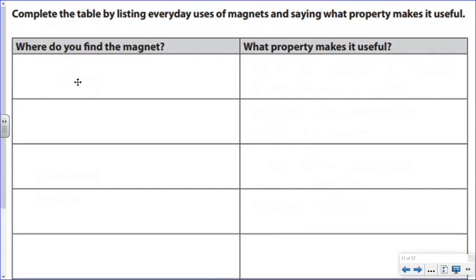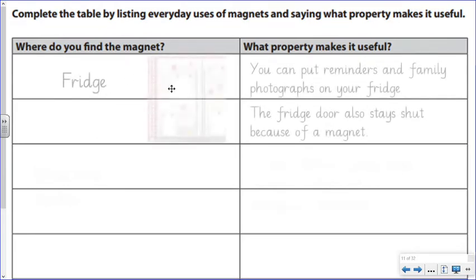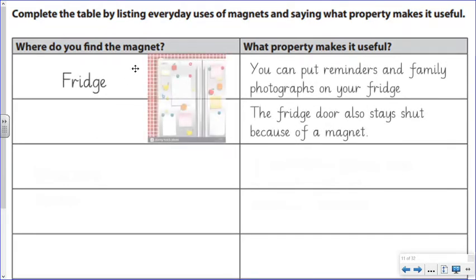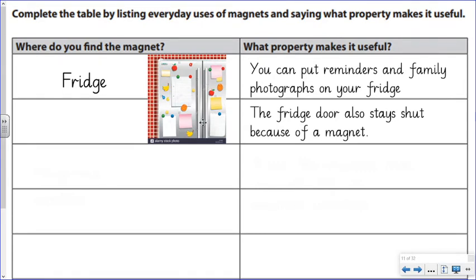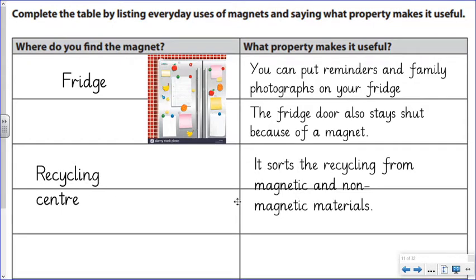Now, one place I know there are lots of magnets is the fridge. Okay, so there's fridge magnets that help you hold reminders or photographs, and also a fridge door stays shut because of a magnet. Another place where magnets are used is a recycling centre, and it helps to sort the recycling from magnetic and non-magnetic materials. Watch this video to see this in action.